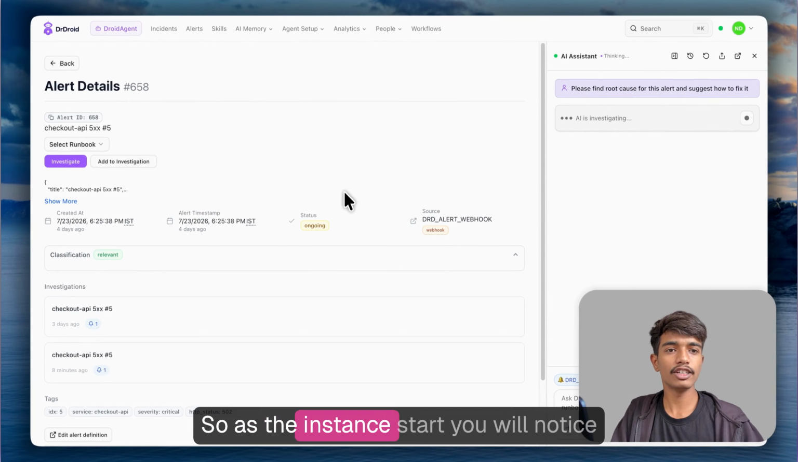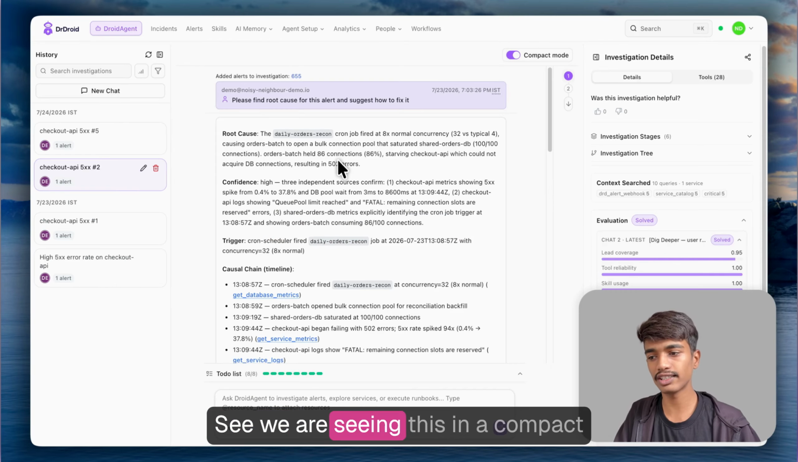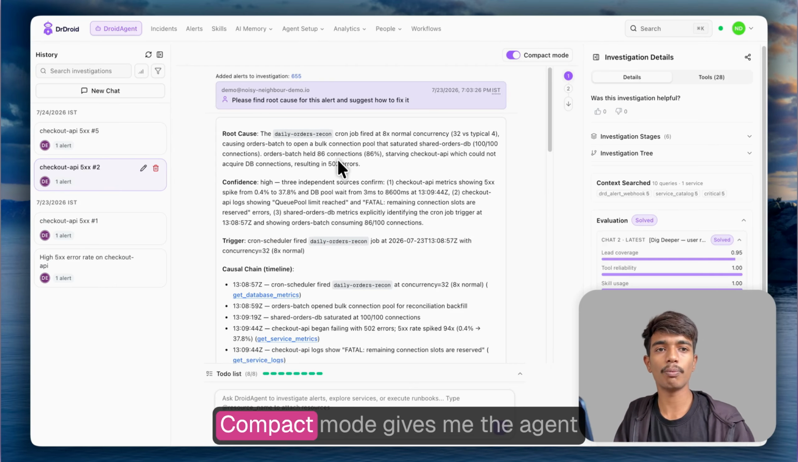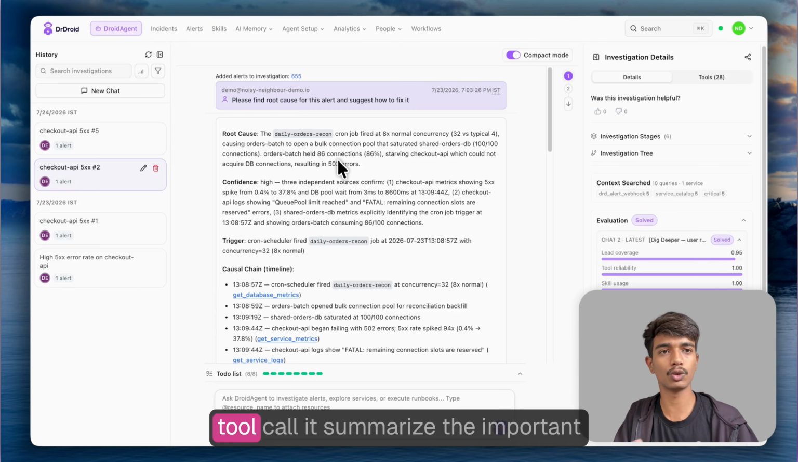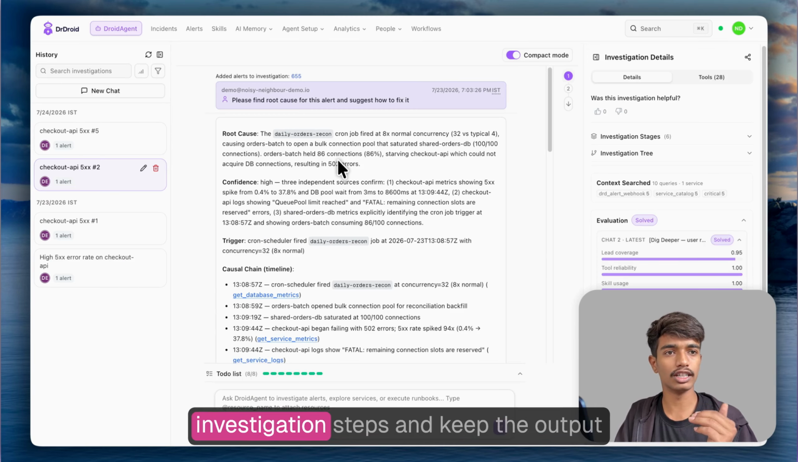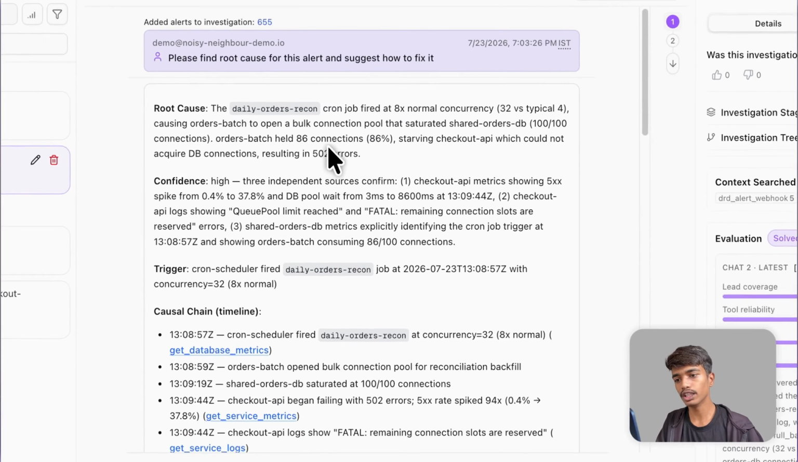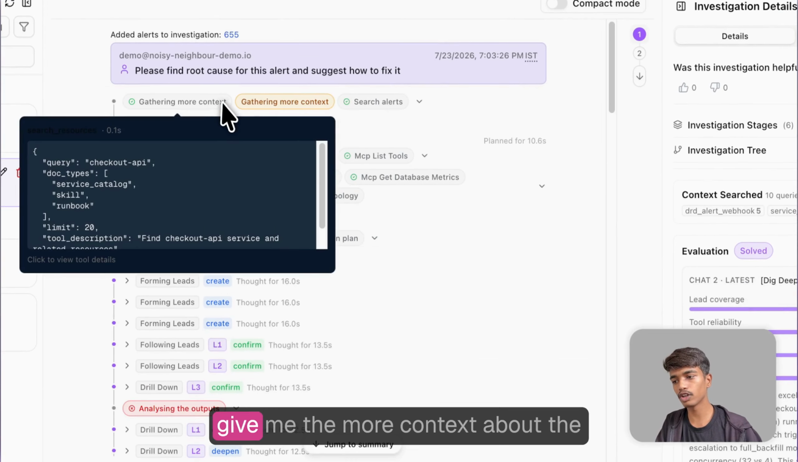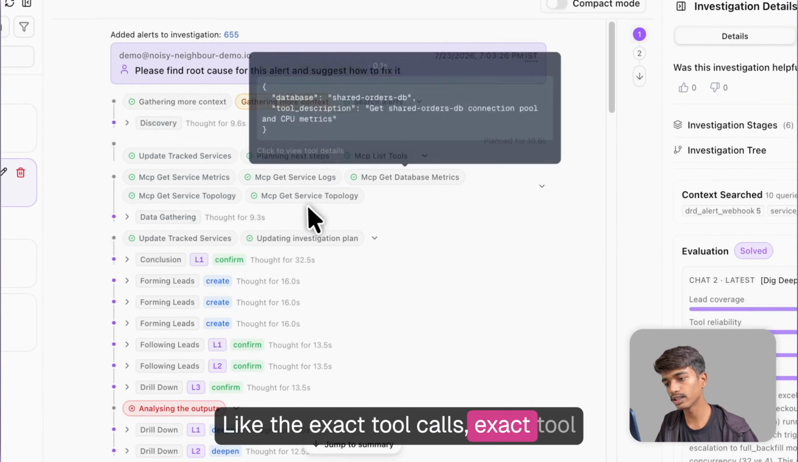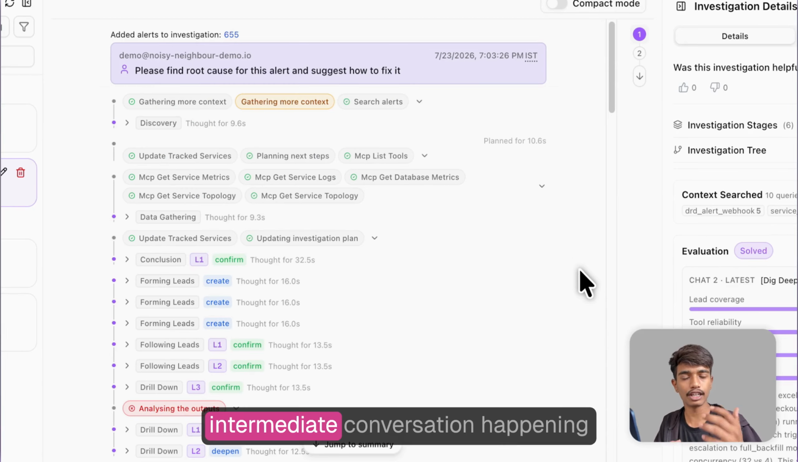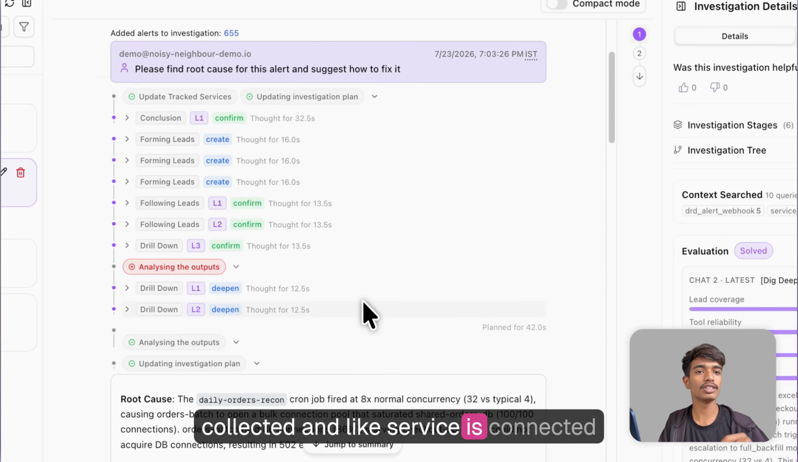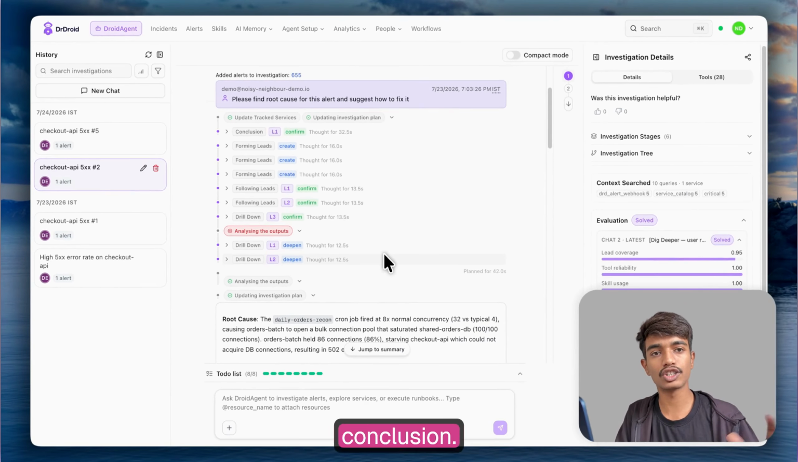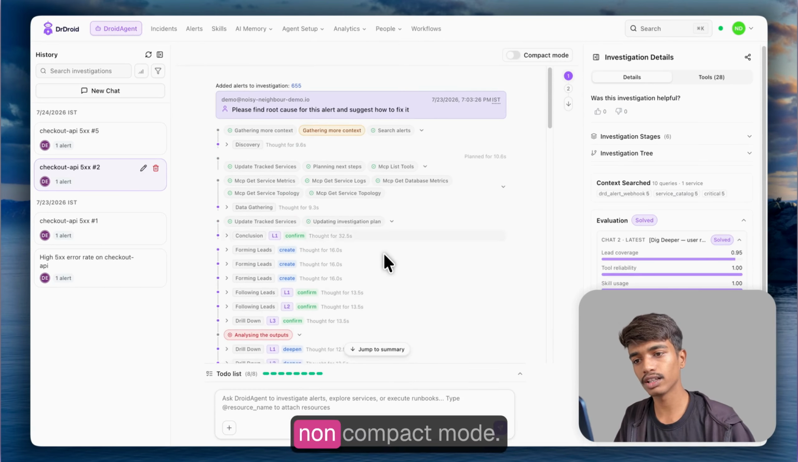As the investigation starts, you will notice that we are seeing it in a compact mode, right? Compact mode gives me the agent reasoning in a concise format. Instead of showing every individual tool call, it summarizes the important investigation steps and keeps the output easy to follow. If I switch to non-compact mode, it gives me more context about the investigation, like the exact tools the agent called, every intermediate conversation happening behind the scenes, the evidence collected, how services are connected, and how it arrived at each conclusion.